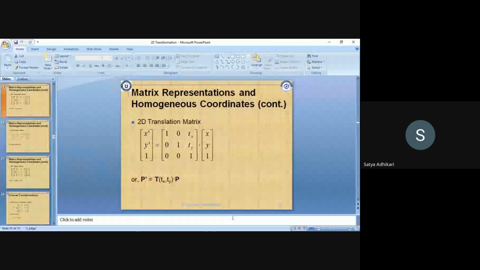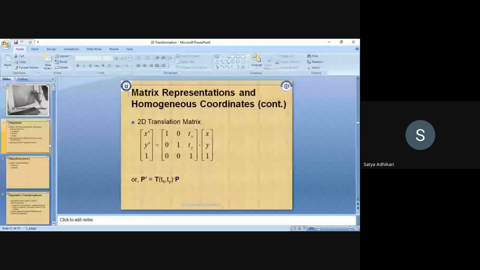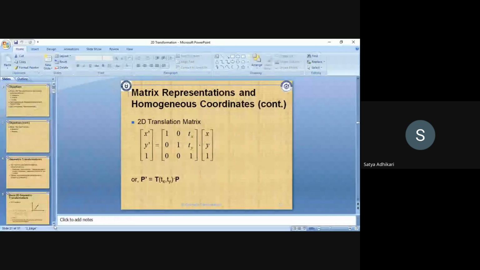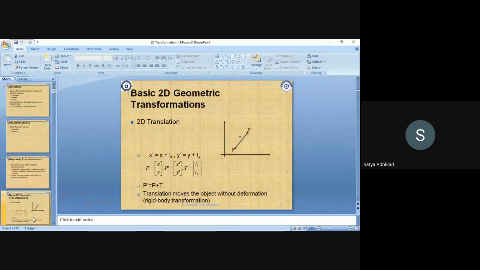Now you can compare this translation matrix with the translation matrix we have already discussed in the first slide. Let me go to that directly. Where was it? Here, you see. That is P dash equals P plus T.